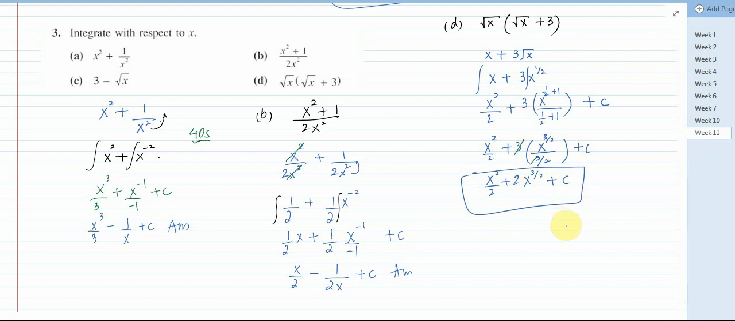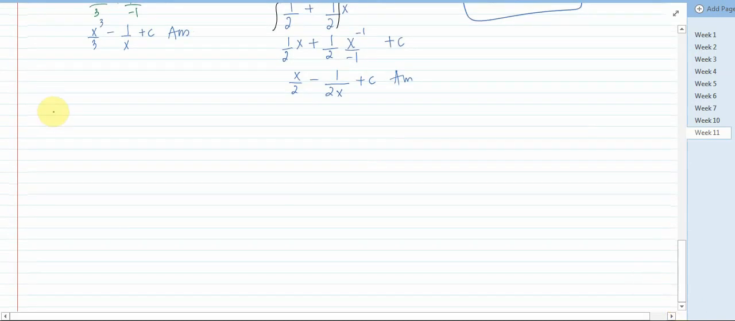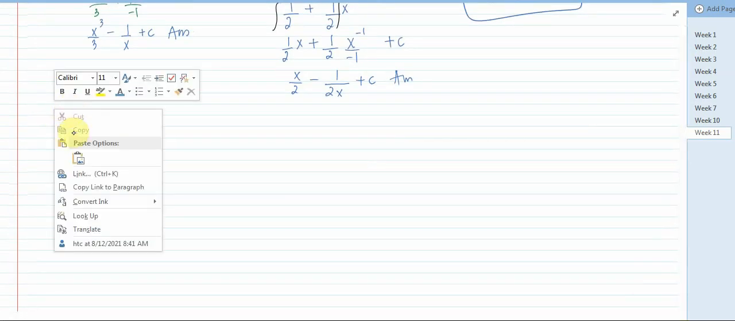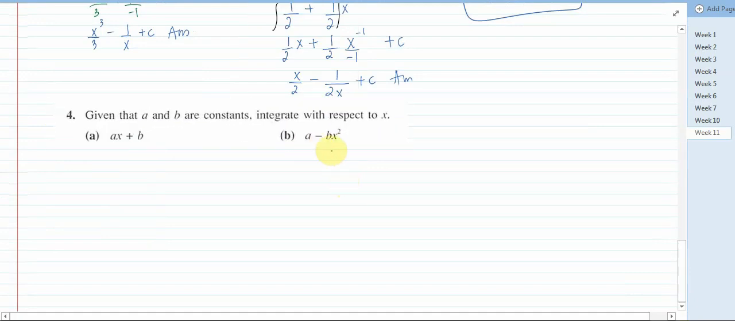Alright, so I hope that it is clear to you, and what you need to do is write down the solution in your copy, and you have a time of 1 minute, so start. After that, moving towards the next question, it's question number 4. Given that a and b are constants, integrate with respect to x. For the first part, it's ax plus b.